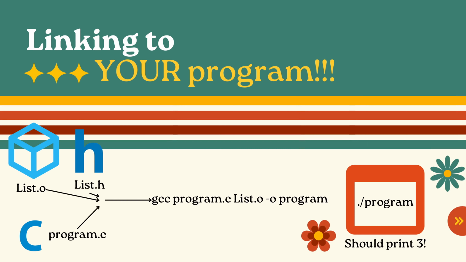Now we can link the list object file to our program. We simply pass the object file alongside program.c to gcc and use the -o option to specify the name of the executable produced. Note that the inclusion of the list object file implies the compiler can find the list header file in the same directory. However, the important part is that we do not need the list.c file at all. When we run the final program, it should just print 3.